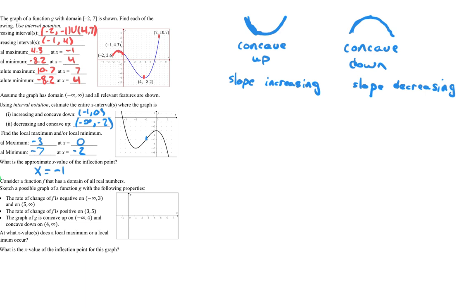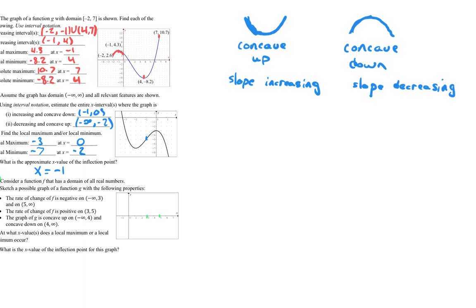Okay, so number 21, consider a function f that has a domain of all real numbers. Sketch a possible graph of f, or a function g with the following properties. Okay, I think that's just a typo. So the rate of change of f is negative from -infinity to 3 and from 5 to infinity. So I'm just going to kind of mark these 2 points here. And then we also know that our rate of change is positive from 3 to 5, and that the graph of g is concave up from -infinity to 4, and then concave down from 4 to infinity.